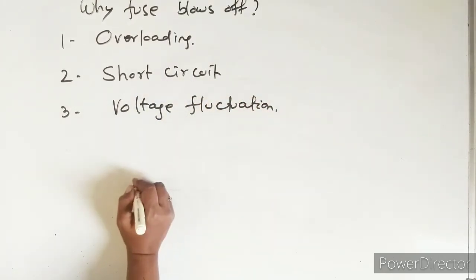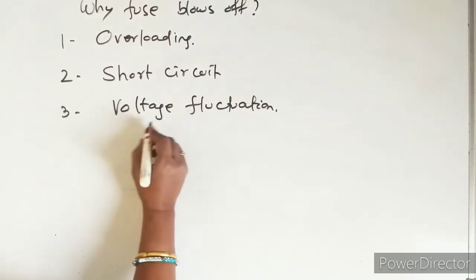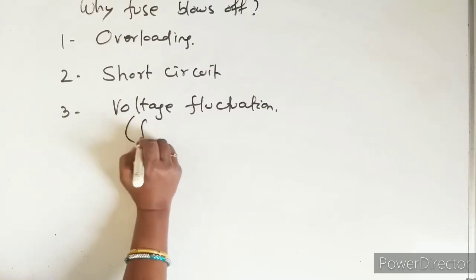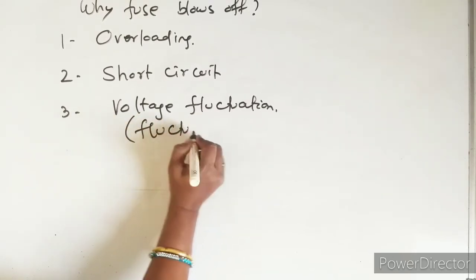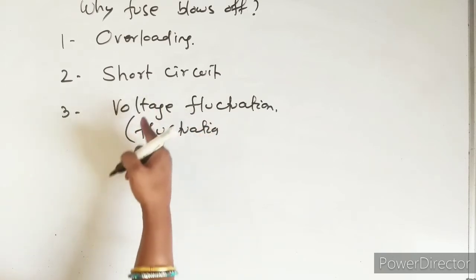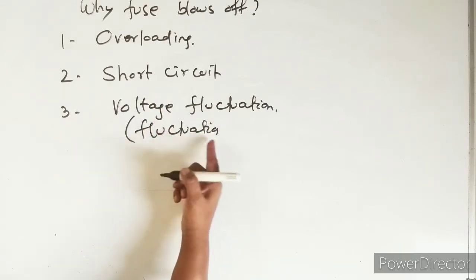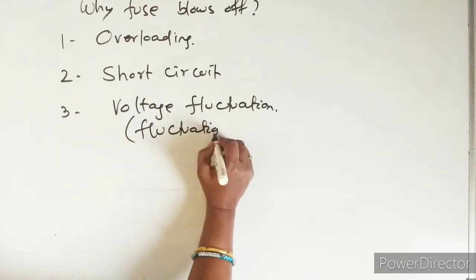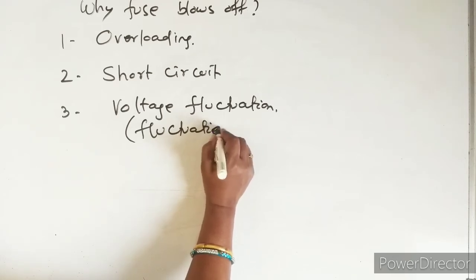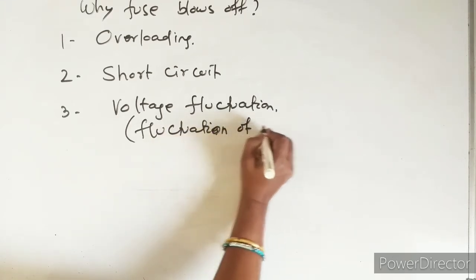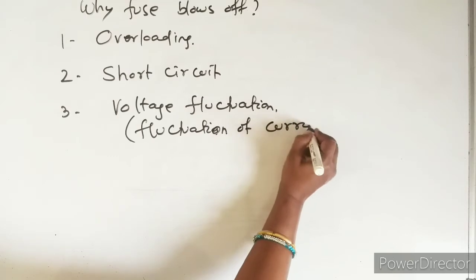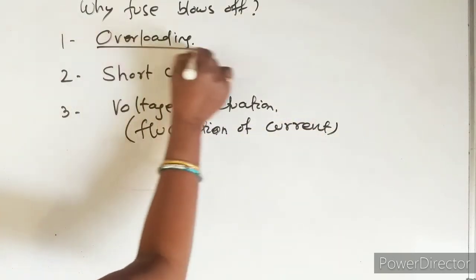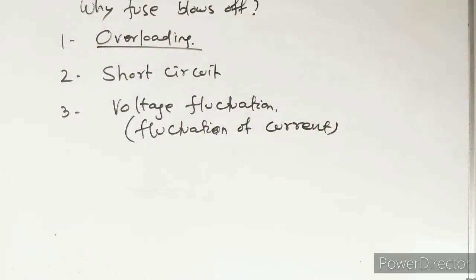This is due to the voltage fluctuation, or we can say fluctuation in current. Obviously if the voltage fluctuates, the current will also fluctuate. Okay, fluctuation of current, we can say.